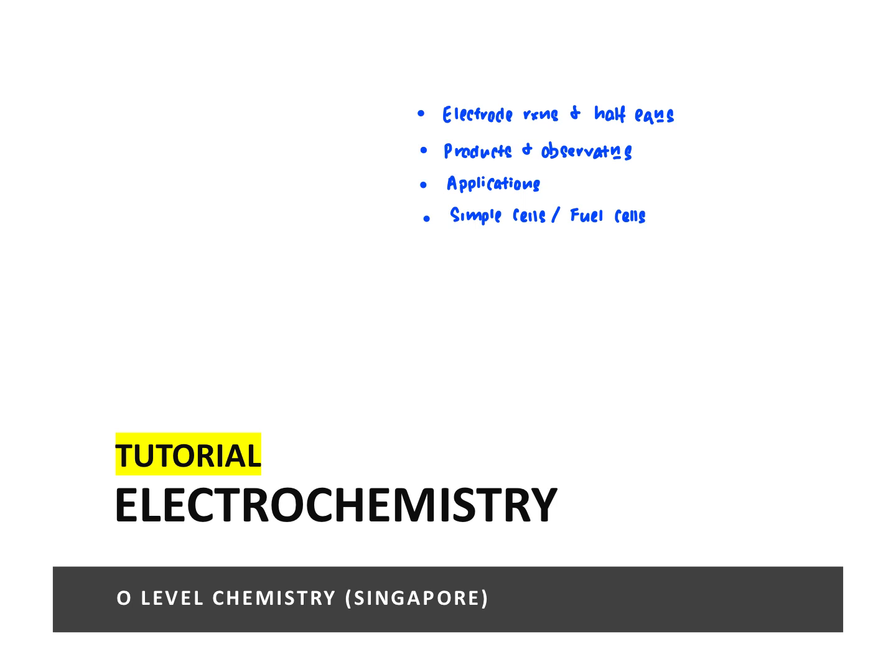So what is required in a typical electrochemistry question is to be able to predict which ions are discharged at the respective electrodes, to be able to write out the half equations, and to predict the products and observations at each electrode. Later part of the chapter, we will also look at the applications of electrochemistry or electrolysis, as well as simple cells and fuel cells.